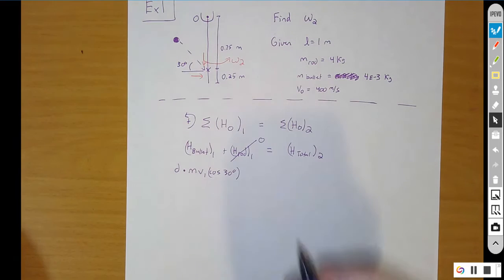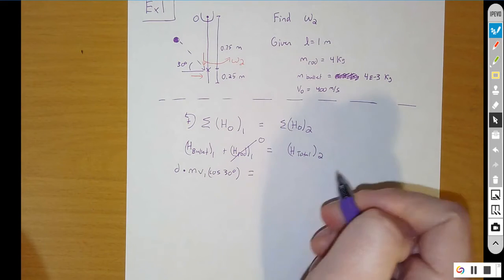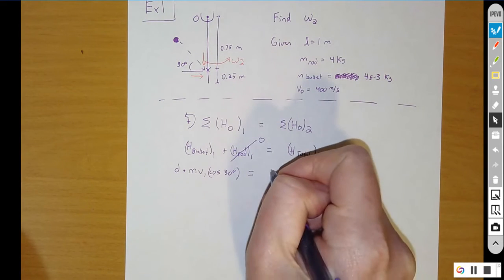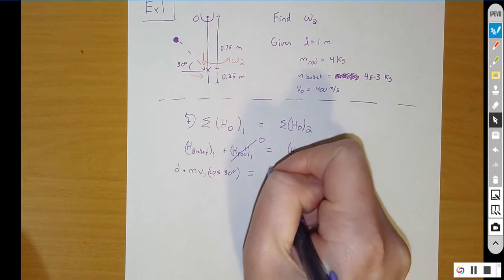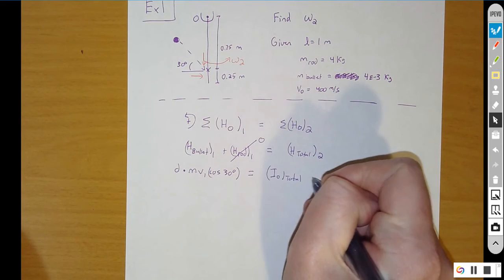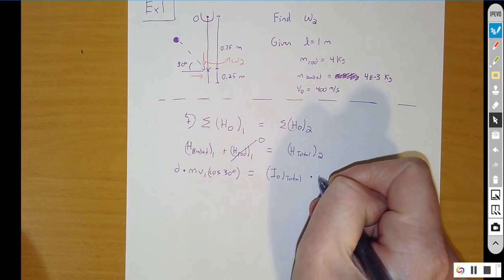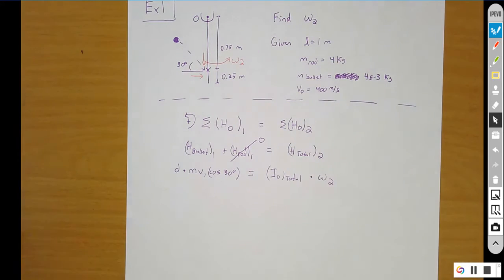And then on the right-hand side, the H total is going to be I naught total times omega 2.